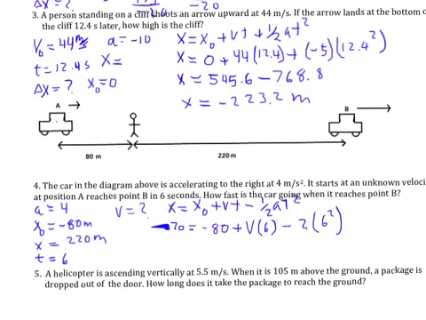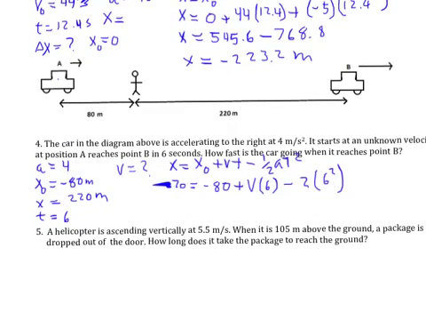The first thing I'm going to do is get rid of this 80. Since this is negative 80, I'm going to add 80 to both sides, which turns this into 300. 300 equals v times 6 minus, well, 6 squared is 36, times 2 is 72, so minus 72. So I have to add 72, and what that's going to give me is 372.